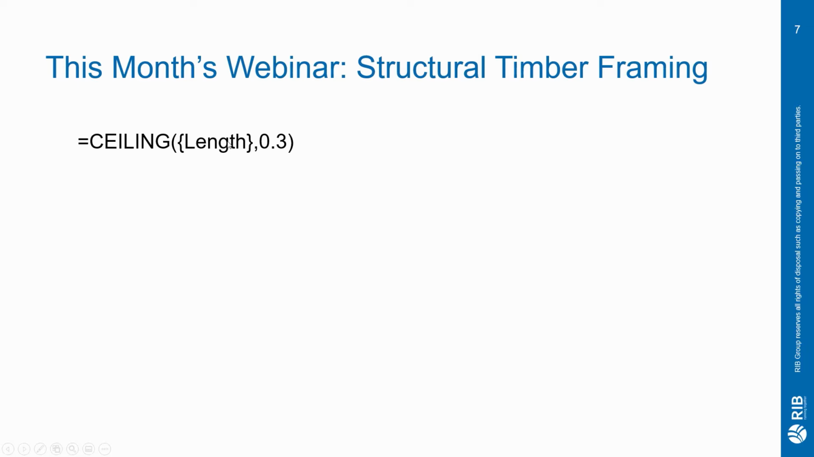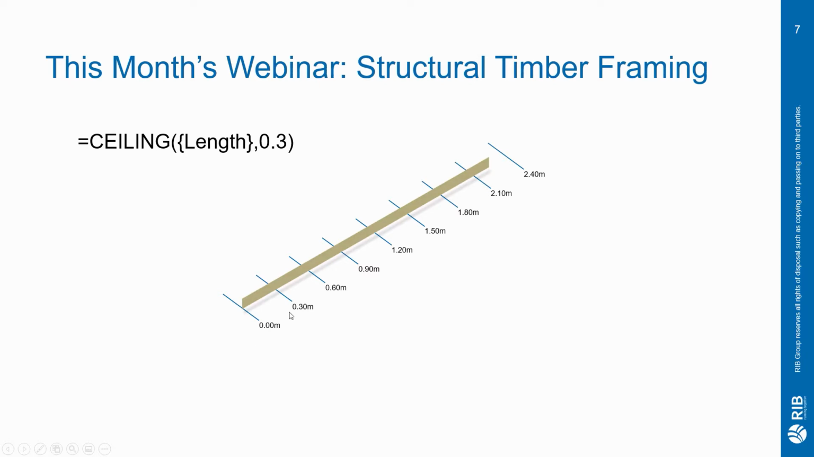So take this length and round it up to the nearest multiple of the figure I've specified here. In the case of structural timber, we've already seen they're supplied in increments of 300 mil or 1 foot. So if I had a piece of timber such as this, we want to round that quantity up. This is the installed quantity on site. We want to round that up to the nearest increment of 300. So that's what the ceiling function does.